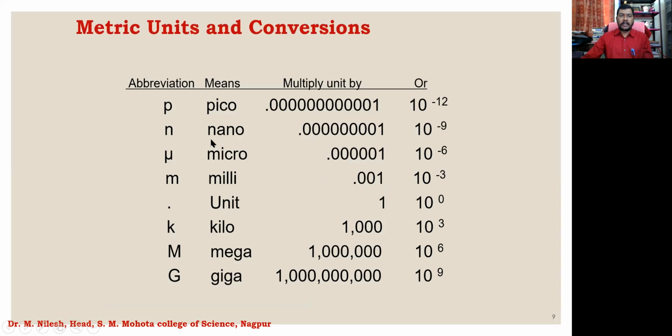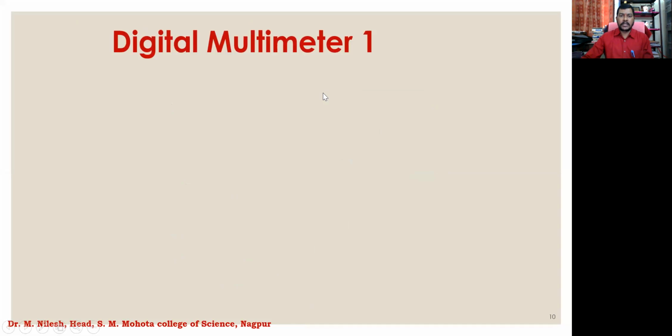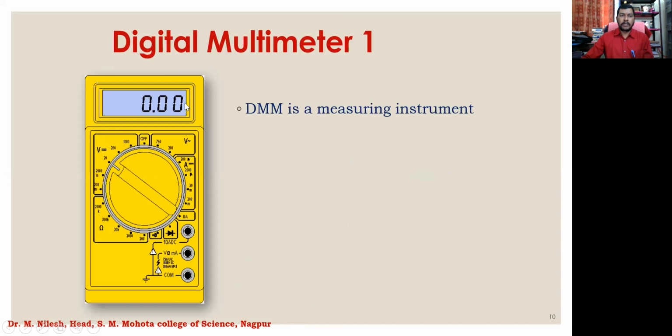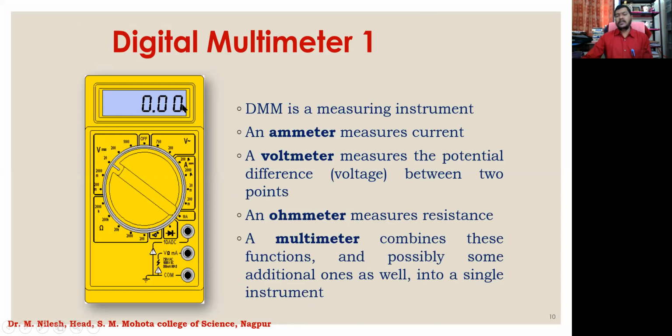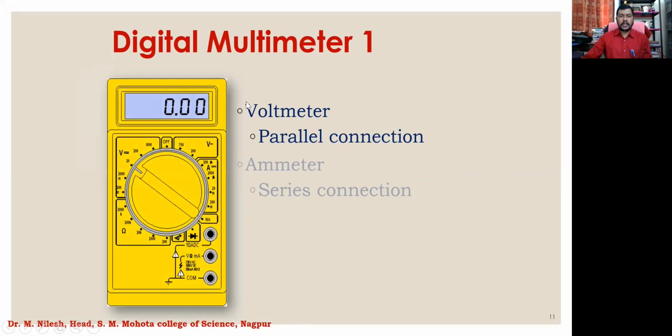So these are some of the metric units and conversions: pico, nano, micro, milli, kilo, mega, giga, tera. Right? Remember, tera is also there. And the next one is digital meters that we have studied. So this is digital multimeter, means DMM. Here we are going to measure current, voltage, resistance, and some more functions are there. Whenever we come offline, then we'll be seeing those. So these are the examples.